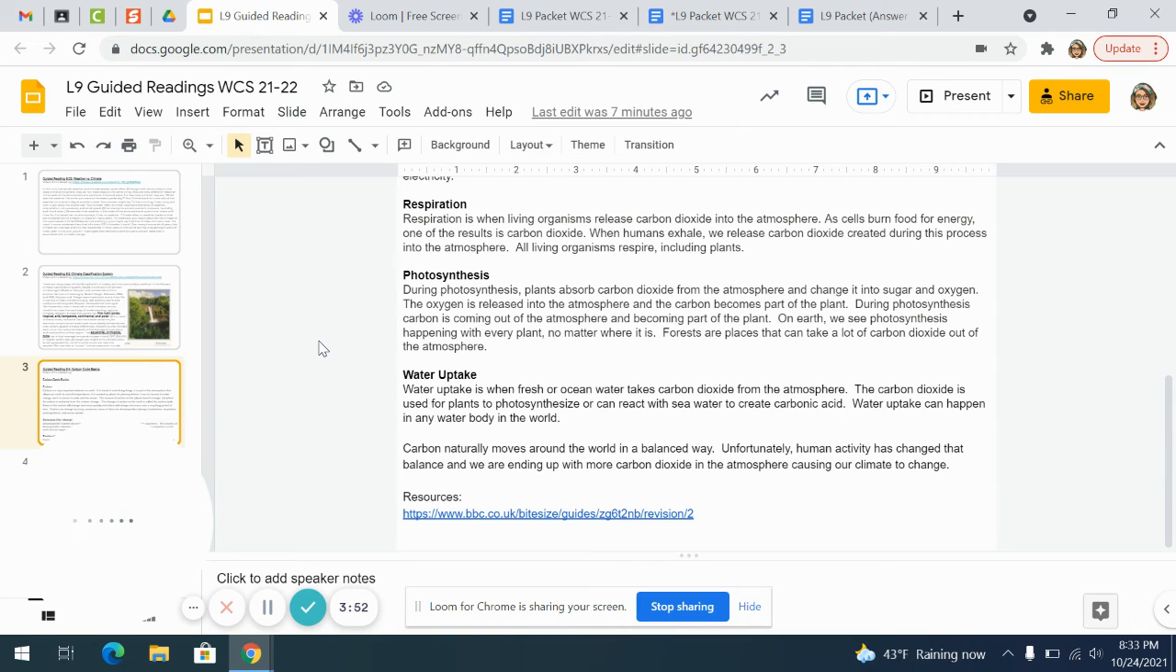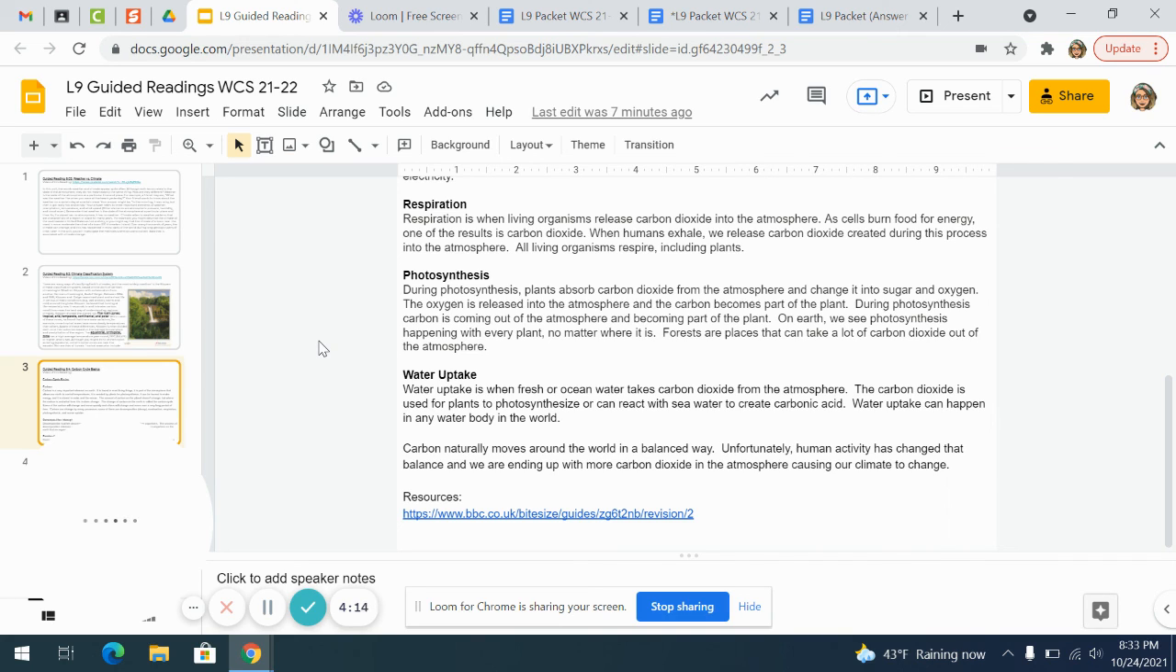And then last but not least, water uptake. Water uptake is when fresh or ocean water takes carbon dioxide from the atmosphere. The carbon dioxide is used for plants to photosynthesize or can react with seawater to create carbonic acid. Water uptake can happen in any water body around or in the world.